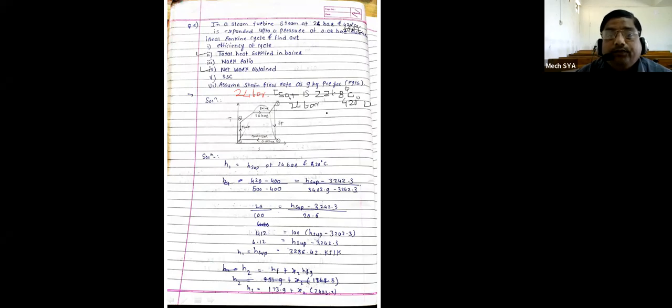We have to confirm. Now we have to draw the TS diagram for the superheated Rankine cycle. This is the TS diagram for the superheated Rankine cycle, where 24 bar is the pressure in the boiler and temperature is 420 degrees Celsius. Now we have to find out H1, H2, H3 and H4. This is our aim.